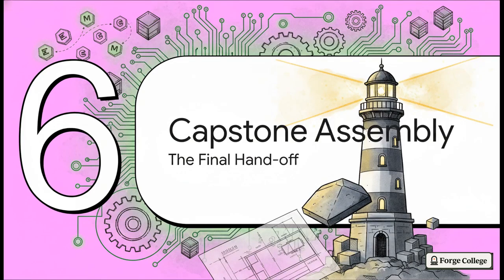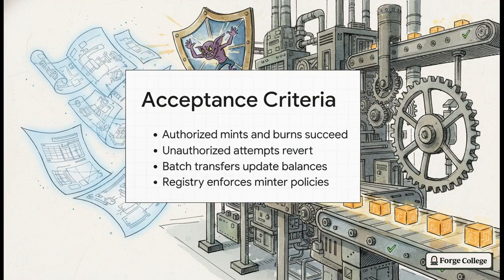Section 6. Preparing for capstone assembly. This is the final handoff. Once your tests pass flawlessly, it's time to guide everything toward wrapping up this increment of the project. We are officially preparing for the grand finale. These right here are your acceptance criteria. When authorized mints and burns succeed, unauthorized attempts are swiftly rejected, batch transfers properly update balances, and the registry strictly enforces those minter policies, that's when you know you've nailed it.